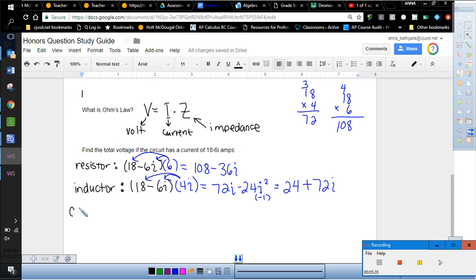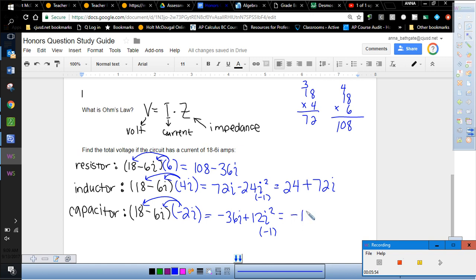Then I'm going to take my capacitor and multiply the same current by the impedance of the capacitor, negative 2i. So I get negative 36i, and then a negative times a negative is a positive 12i times i, which is i squared. But remember, i squared is negative 1, so this becomes negative 12 minus 36i. These are the individual voltages, not the total voltage.